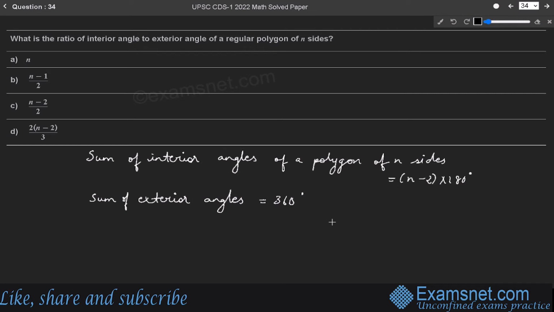According to the question, we want to find the ratio of the interior angle to the exterior angle. So the required ratio will be equal to (n minus 2) into 180 upon 360 degrees. On further solving, it will be (n minus 2) upon 2. So the required ratio here is (n minus 2) upon 2. So the correct option for this question is option number C. You can see that this was a very simple question. We only have to use the formula for the sum of interior angles and the sum of exterior angles.